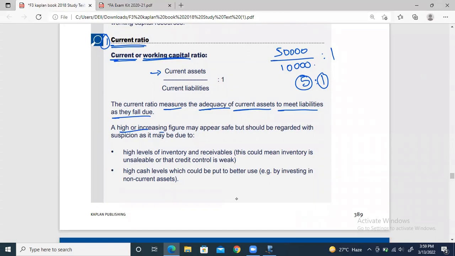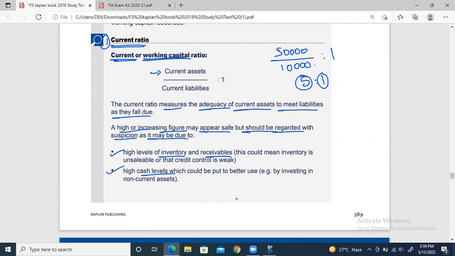So a high or increasing figure may appear safe, but it should be regarded with suspicion as it may be due to high levels of inventory. So obviously the amount should not be very high. Like in this case, 5 times is considered very high. It may be because we are holding too much inventory, and holding too much inventory is also very harmful for the business because it may result in, let's say expired products, because too much inventory is there. How can we sell it to the customers, right?